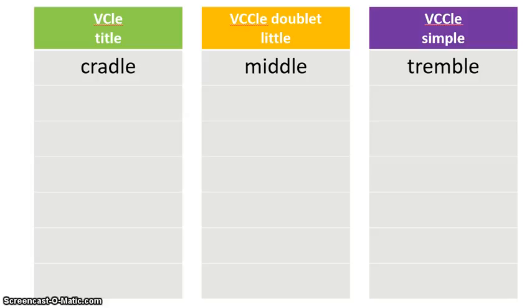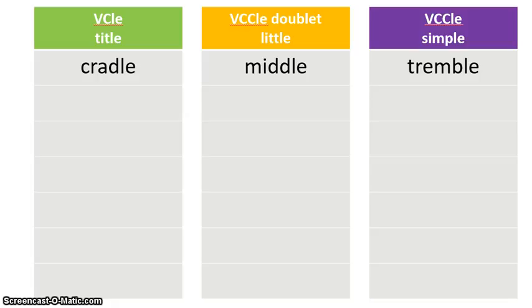The second word that I had you find was the word middle, all right? It follows the vowel, consonant, consonant, LE pattern, but it's a doublet. That means that it has two consonants that are the exact same. So the I is the vowel, the two D's are the doublet consonants, and it is followed by an LE. And then in the last column, we have the word tremble. So we have the vowel, which is the E, the first C is the M, the second C is the B, and it's followed by an LE.